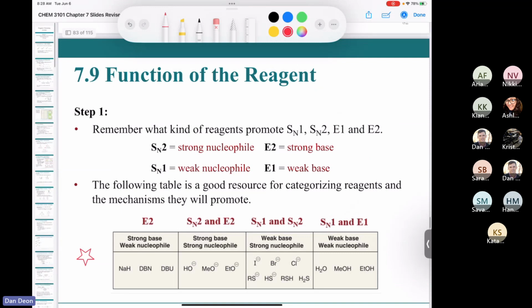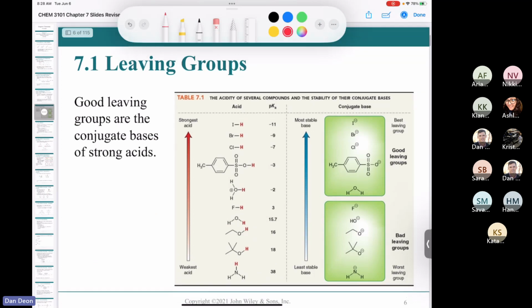The leaving groups, though, my students usually familiarize themselves with that really quickly. They get the hang of this. And there's only a few of them that we see in this class anyway. Just these ones here: iodide, bromide, chloride, a tosylate, which I'll get into in a little bit, and then water. Those are your good leaving groups in Chemistry 3101. Dust your hands off and walk away. That's about it. That's all we look at. We don't look at any other leaving groups besides those.